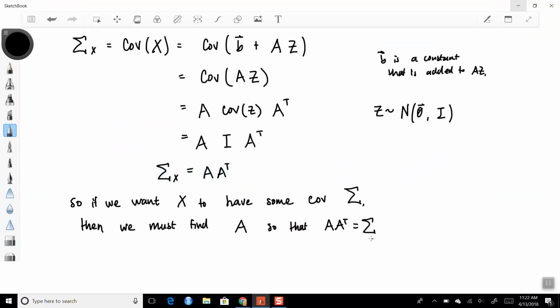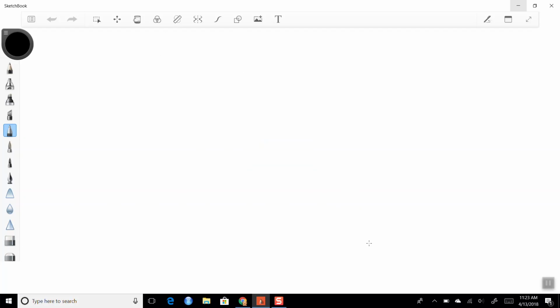Okay, so this is what we need. We need to find A so that A A transpose equals our desired sigma. Okay, and does this look familiar? A A transpose equals sigma. Finding an A there. Linear algebra. Do you remember? It's a certain decomposition, right?